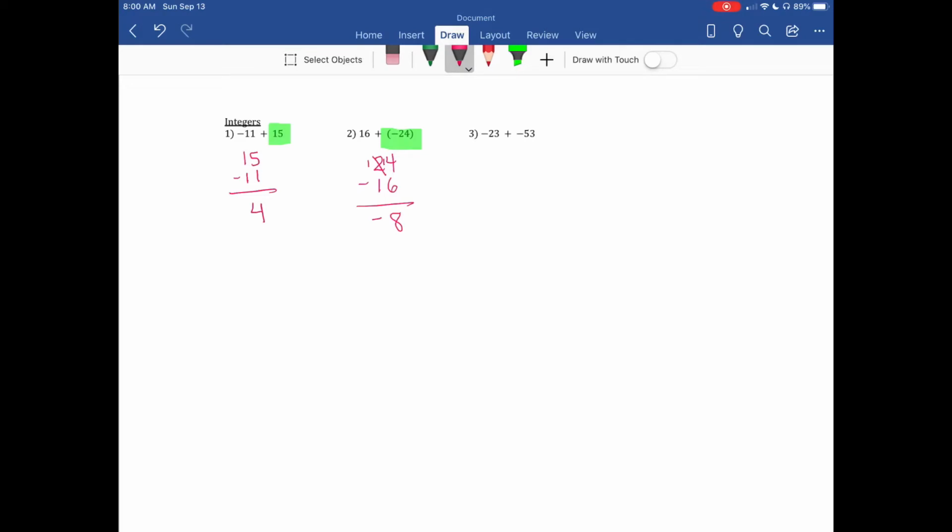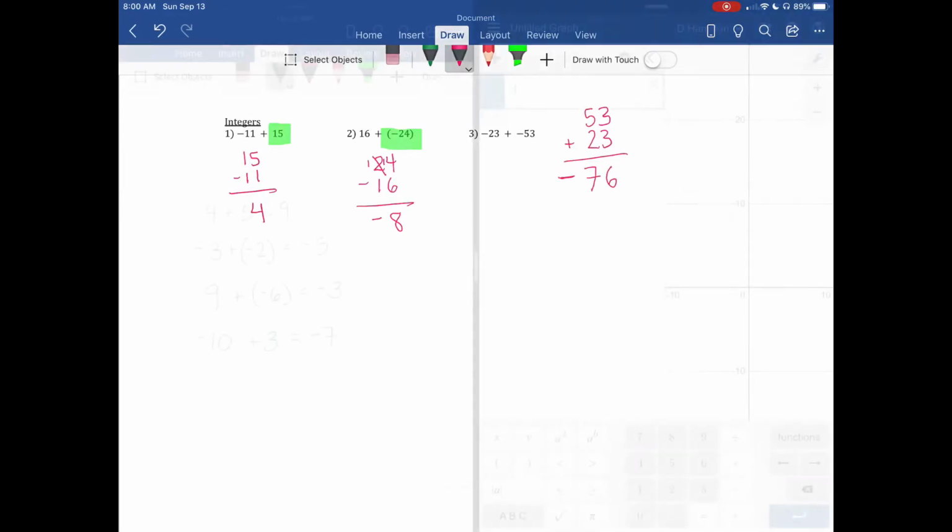And lastly, if I looked at problem 3, they have the same sign. So I'm going to take the sum because they have the same sign, and I know that my result is then just going to be negative, and I take the sum of those two, and that gives me negative 76.